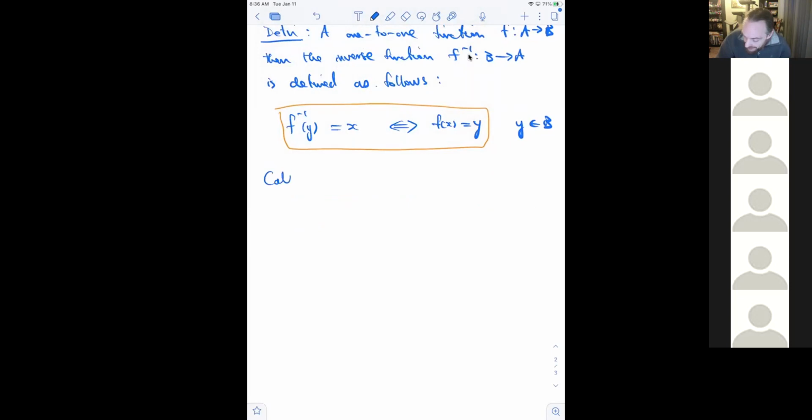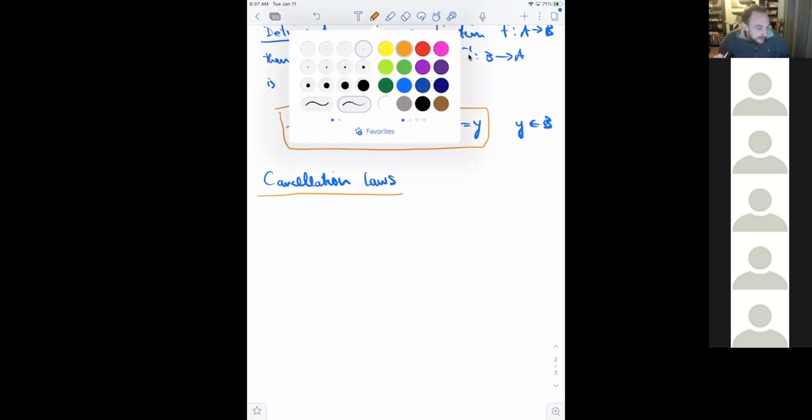So the thing I didn't do last time is the cancellation rules. So what are the cancellation laws? Basically, this is composition of functions. Did I forget anything else? I don't think I forgot anything else. And then we'll do the algebraic finding of inverses.